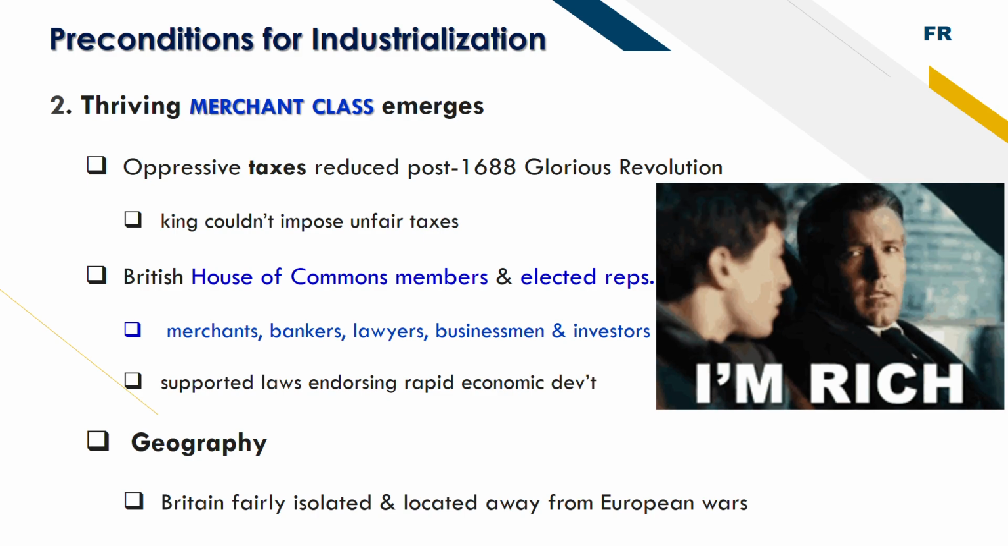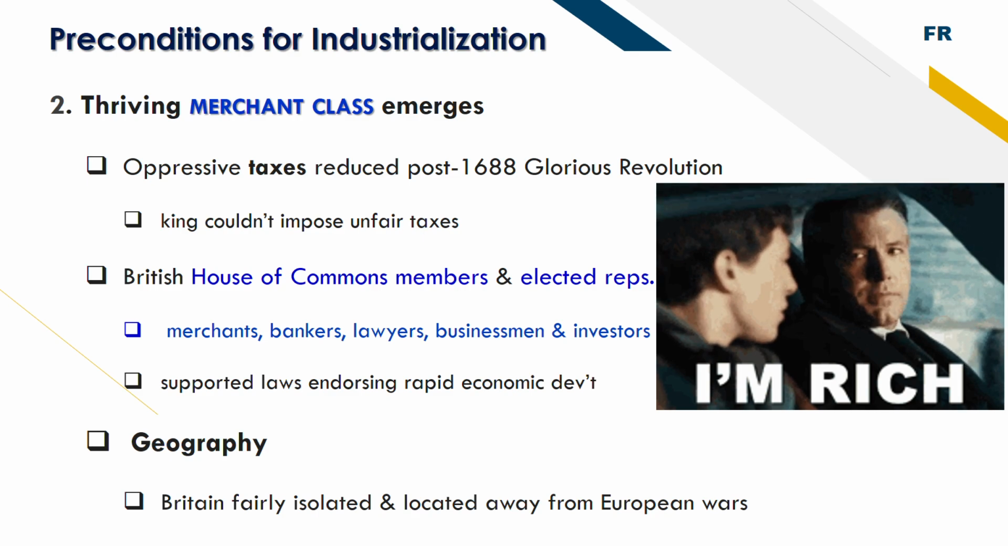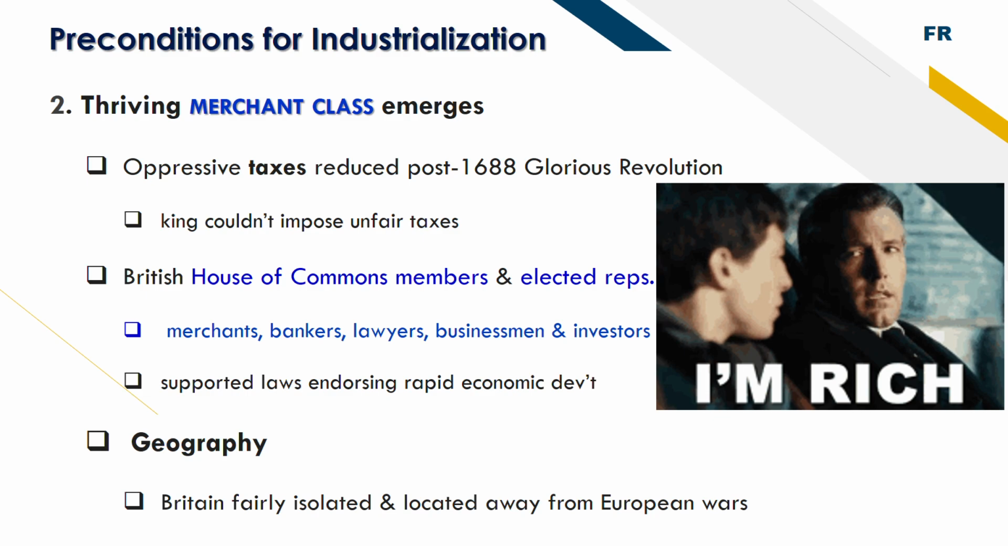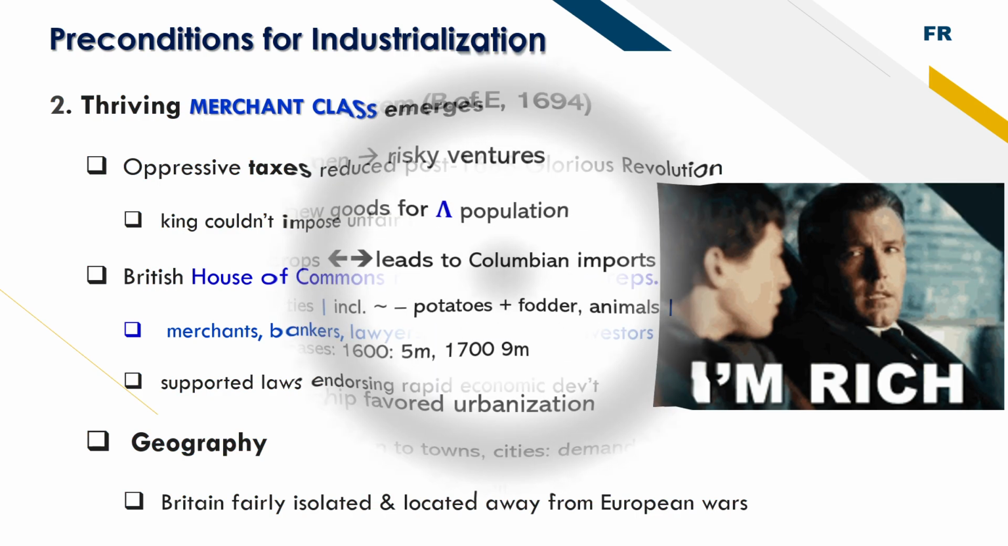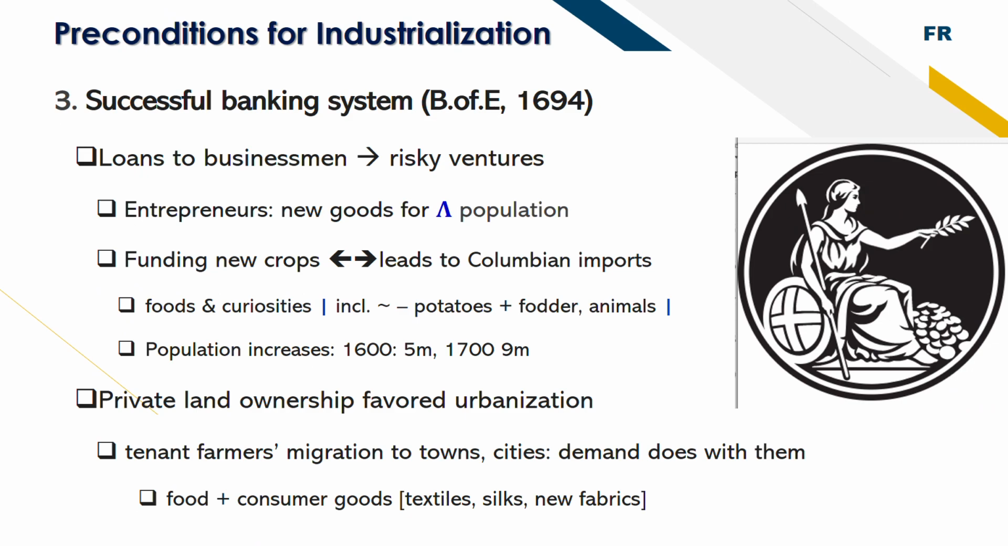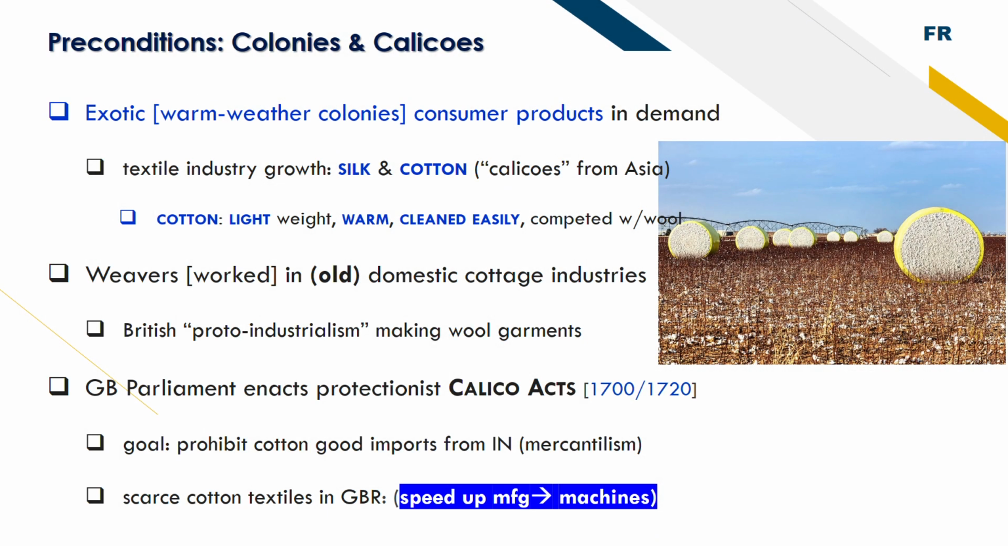And so it was easy to create the conditions for investment, to provide loans for risky adventures. There's, I think, a parody, maybe a movie, Around the World in 80 Days, and it kind of highlights this. Well, we also talked about the banks, and so the Bank of England, 1694, giving loans to businessmen, entrepreneurs, funding new developments, including crops. And so we actually see the role of the bank being very important.